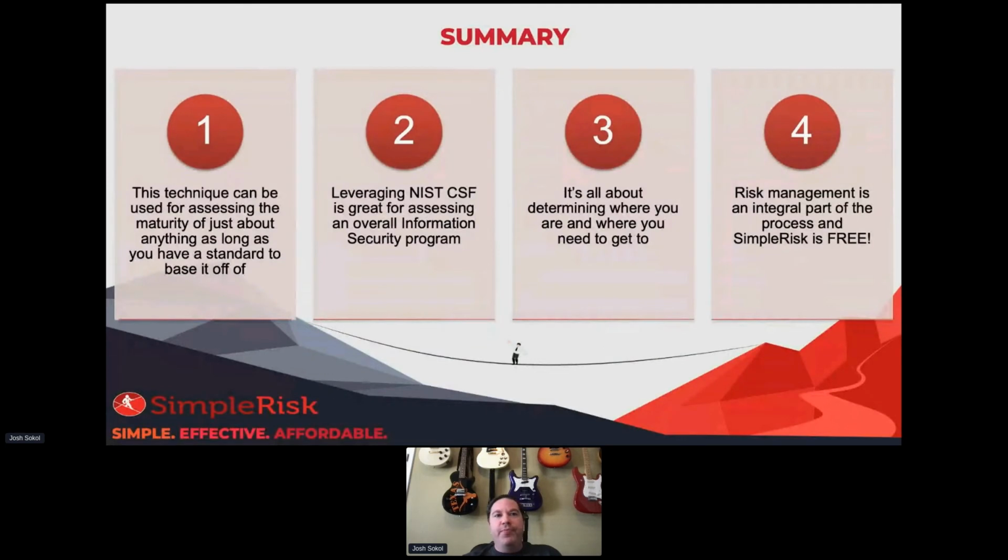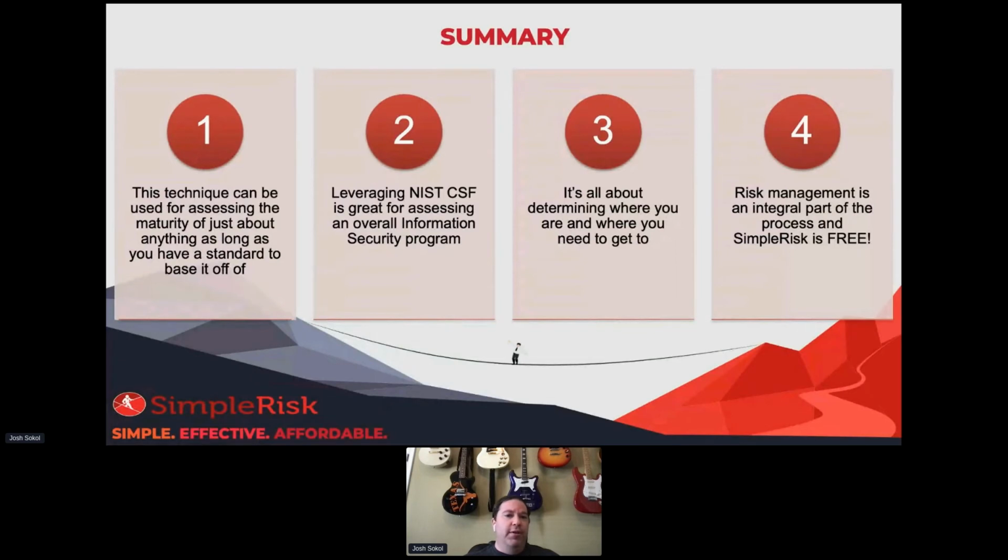There's your roadmap. The second piece here is that leveraging NIST CSF is really good for assessing an overall information security program. It's a great baseline. I've worked with some of the colleges in Canada, and they're using NIST CSF for a lot of the baseline that they're doing. So if it's good enough for them, it should be good enough for you. It's good enough for the U.S. government.